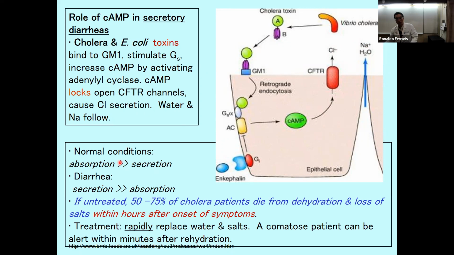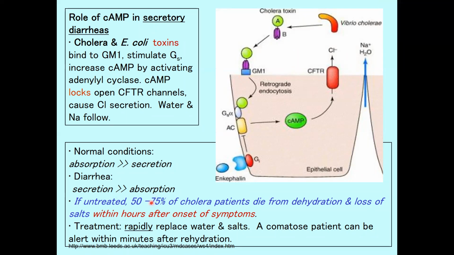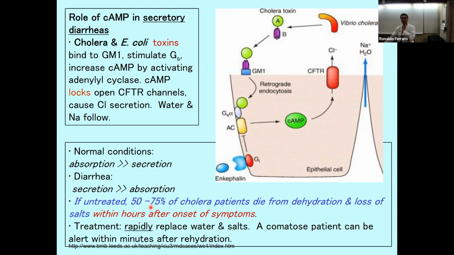So under normal conditions, your absorption rate is vastly higher than your secretion rate here. However, when you have infectious diarrhea because of cholera or E. coli, your net secretion will be way over that of your net absorption. So if untreated, almost 3/4 of people with cholera can die from dehydration and loss of salts within hours after the onset of symptoms.